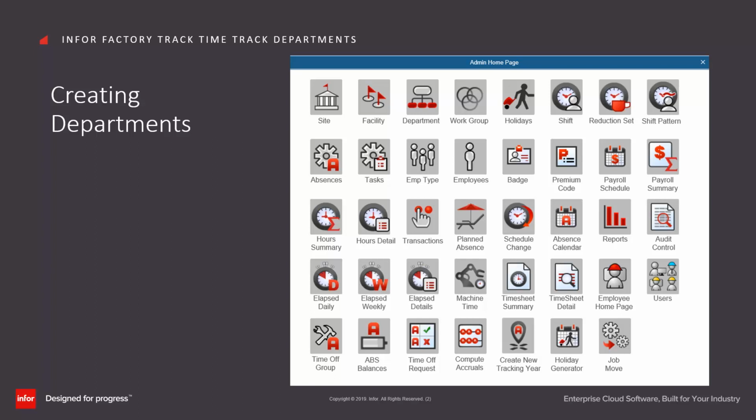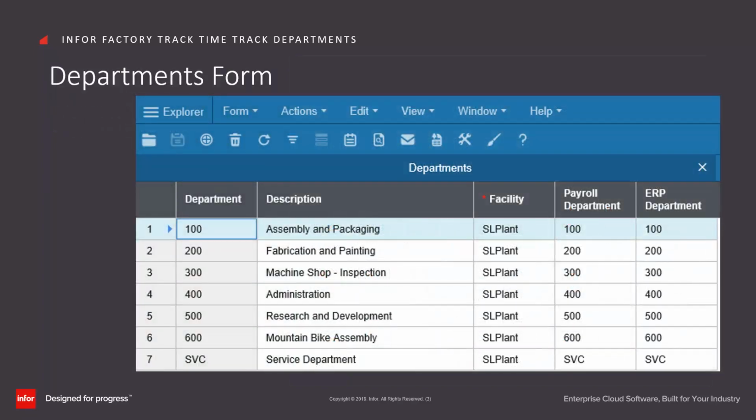The department form can be reached from the Administrator homepage by clicking on the department icon. This form is used to create subcategories for a facility. Departments usually correspond with the ERP departments or work center definitions. The departments form is a simple grid table.